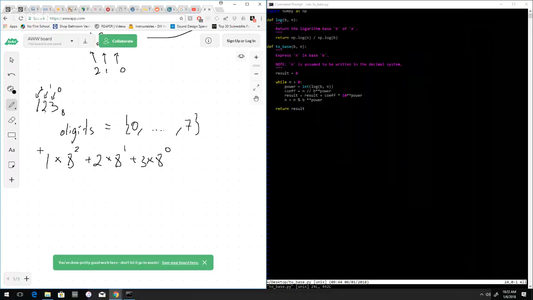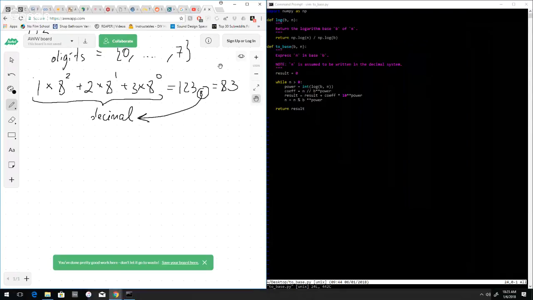This is my number. This number here, 123, written in octal system, represents this number in the decimal system. So I can convert from any system to the decimal system by writing the full expansion like so. Right? And we can see what this is. Of course, 8 squared is 64. 64 plus 16 is 80, and 80 plus 3 is 83. So this number is actually equal to 83. I hope I did that math right. Haven't had the coffee yet.